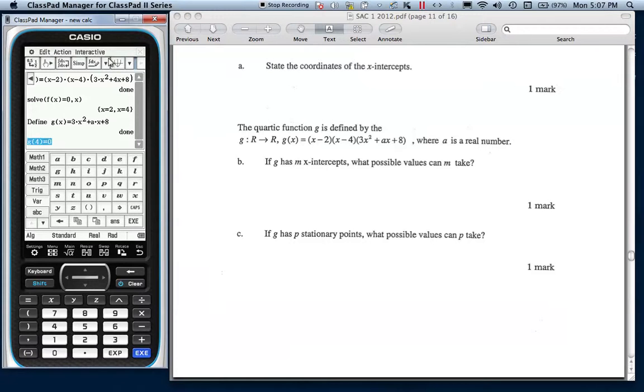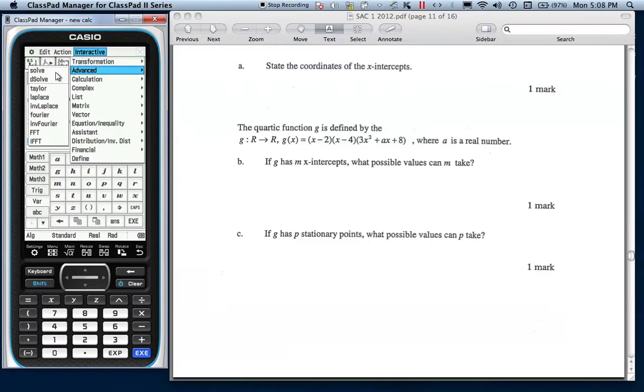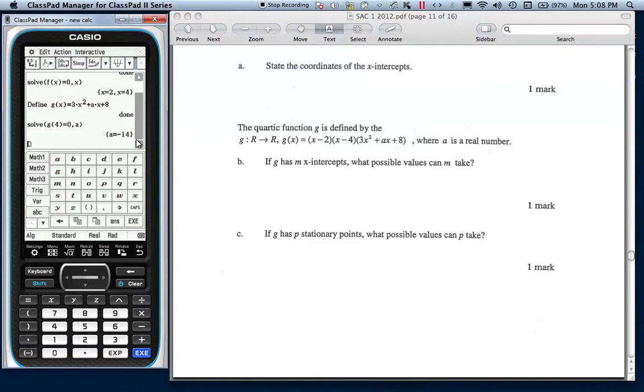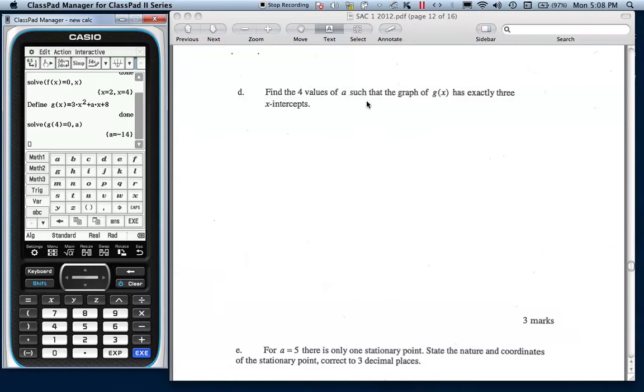So I want to solve this, but I don't want to solve it in terms of x. I want to solve it in terms of a. So I get a is minus 14. So one of the values of a, where this graph has exactly 3 x-intercepts, would be a equals negative 14. The other repeated factor would be when we get x minus 2. So I can just enter there and we get minus 10. So that's 2 of the 4 values.